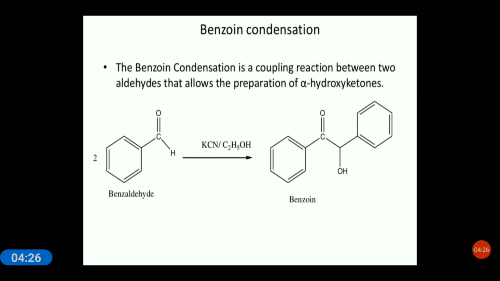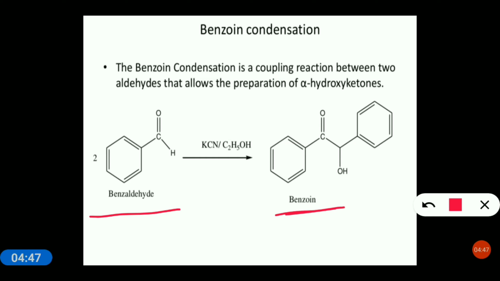The next reaction is the benzoin condensation. It is a coupling reaction between two aldehydes that allows the preparation of alpha hydroxyketone. So when two molecules of benzaldehyde combine together, it will give rise to benzoin. This product is itself known as benzoin, and that's why the reaction is also called benzoin condensation. It is a type of coupling reaction, like what you have seen in alcohols and phenols.